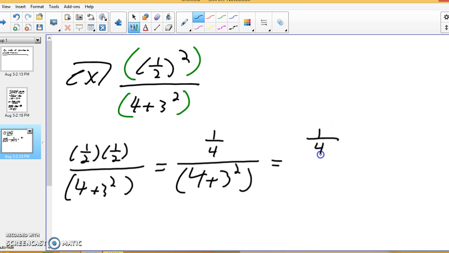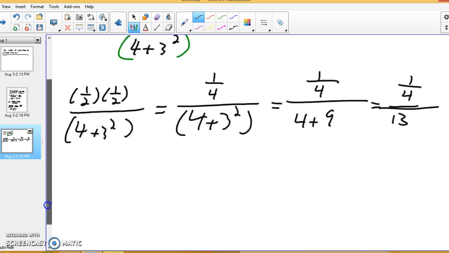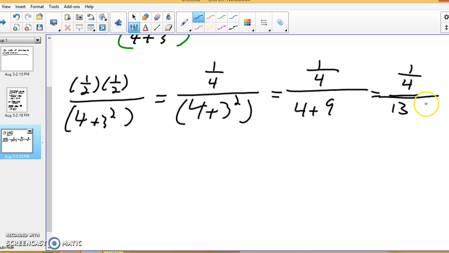So that's 1/4 all over, okay, order of operations. I have to do the exponent first, so 4 plus 3 squared is 9. So that is equal to 1/4 over 4 plus 9 is 13. So now that we're there, we go back to our multiplying and dividing fractions, and we treat this as 1/4 divided by 13 over 1.